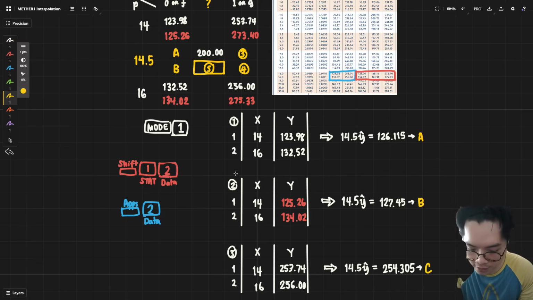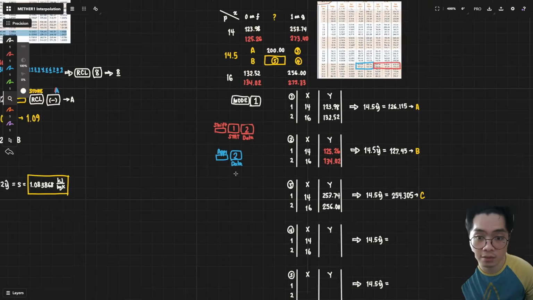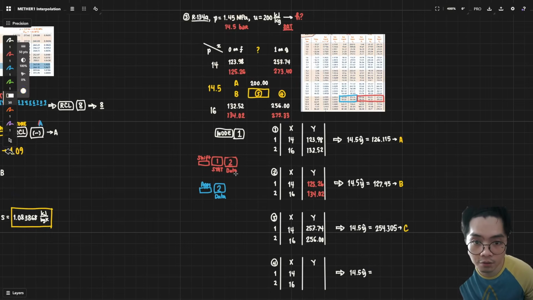So I'll do the same. 127.45. Let me store my values. 254.305, that is your C. And then let's shift 1, 2 again, right? And now we will have the fourth, right? The fourth interpolation.